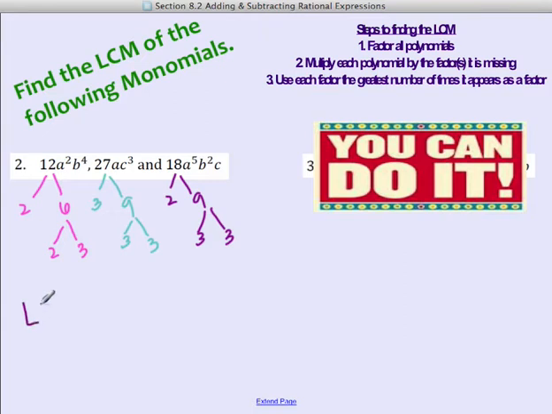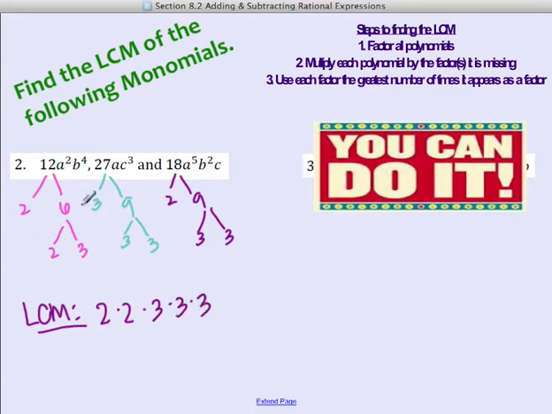So to figure out my least common multiple, there are 2 twos here, there are no 2's here, and there is 1 two here. So I write down the greatest number of 2's for each one, so that would just be 2 twos. So it's 2 times 2. Now I look at my 3's. There's 1 three here, there's 3 threes here, and there are 2 threes here. So which one has the greatest number of 3's? Here, and there's 3 of them, so I write down 3 threes.